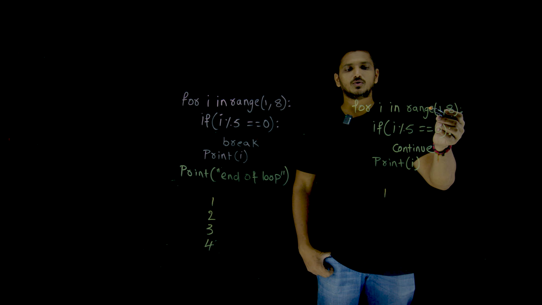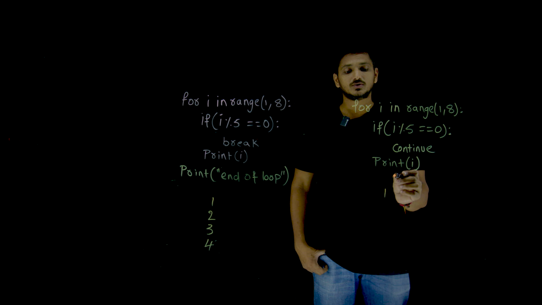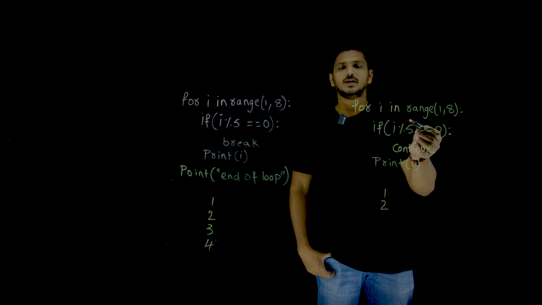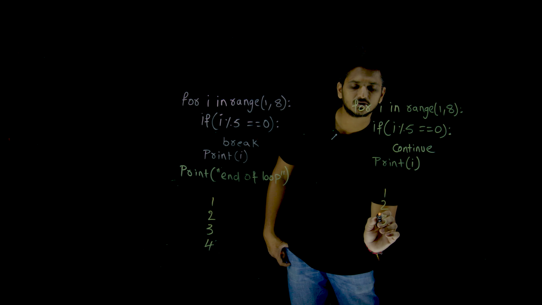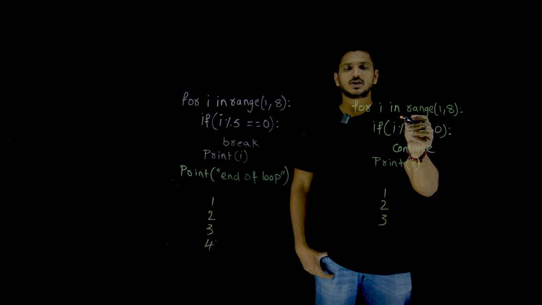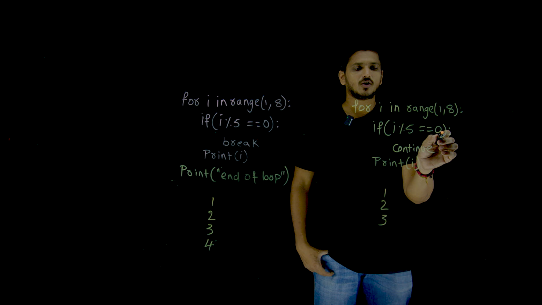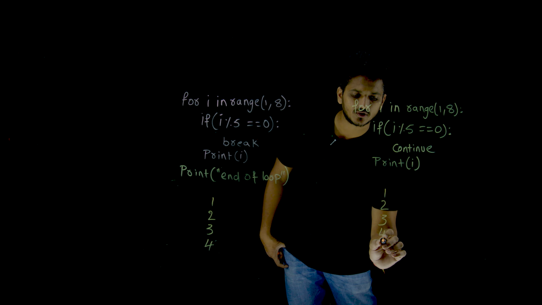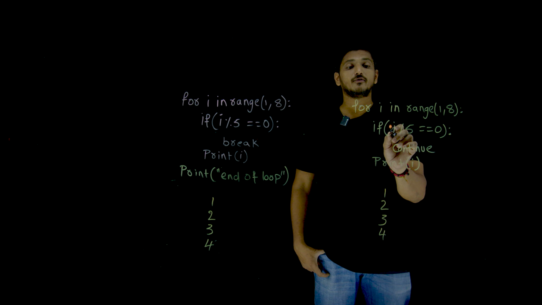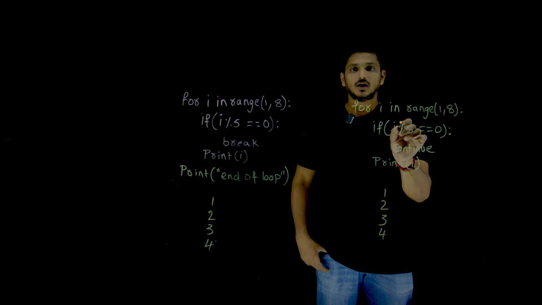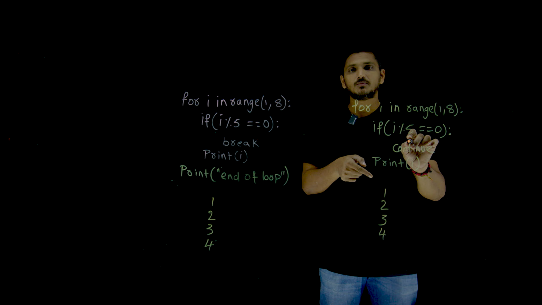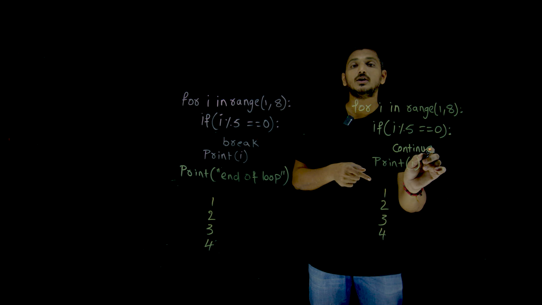Next, i is equal to 2. 2 modulus 5 is not equal to 0, so display 2. Next, i is equal to 3. 3 modulus 5 is not equal to 0, so display 3. Next, i is equal to 4. 4 modulus 5 is not equal to 0. Display 4. Next, i is equal to 5. 5 modulus 5 equal to 0, which means it will go inside the if statement. It is going to execute the continue.